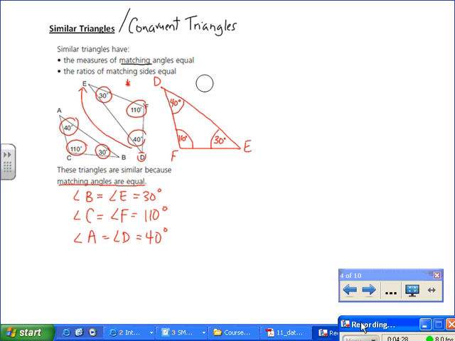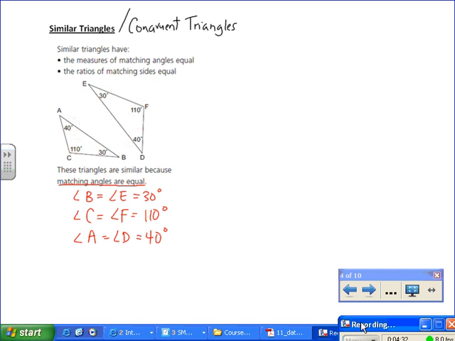So the first thing we can do is compare the angles, and if the angles are the same in both triangles, that is telling us that those are similar triangles. The other thing that I can do here is compare their side lengths.